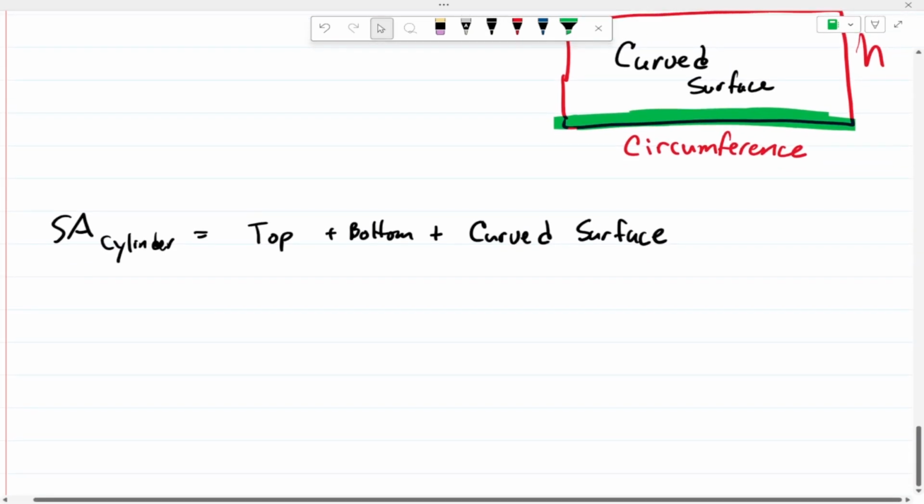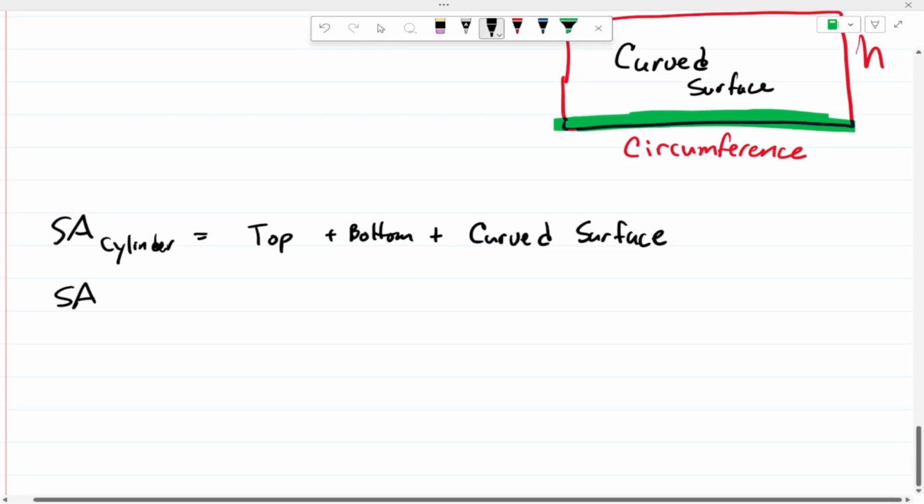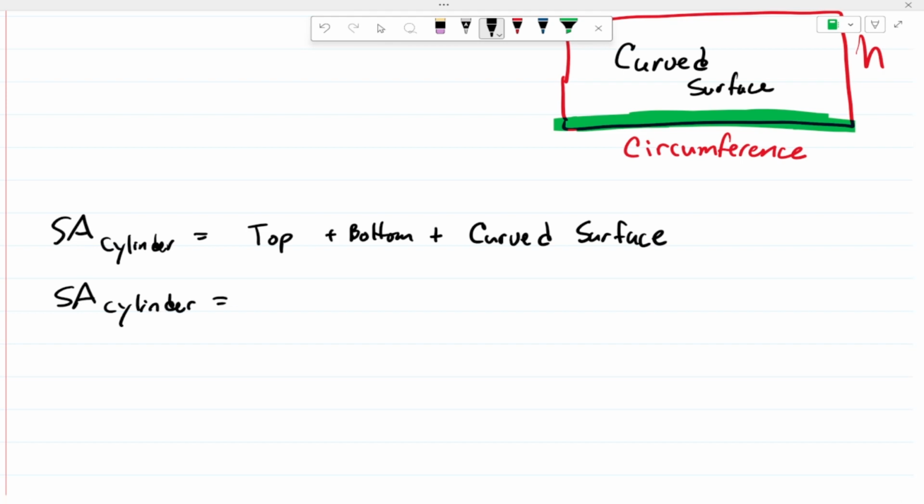So, area of a circle. Sorry, let me just finish this real quick. So the area of the top circle, pi r squared. Area of the bottom circle, pi r squared. And then the curved surface, remember, it's a rectangle, so it's still going to be the long side times the height, but in this case, it's going to be their circumference, 2 pi r times h.